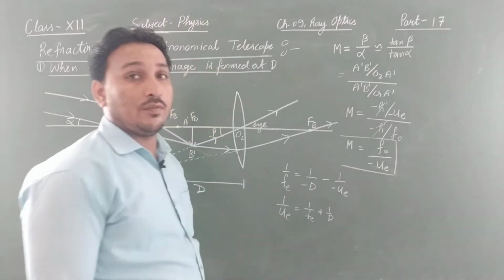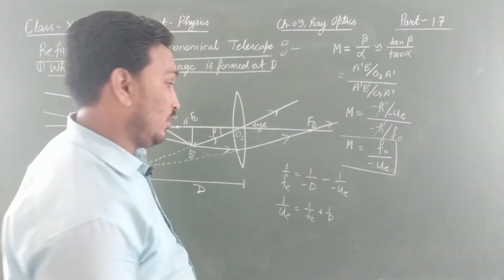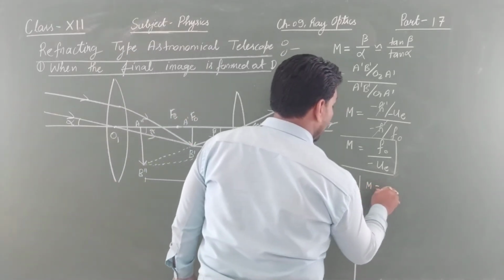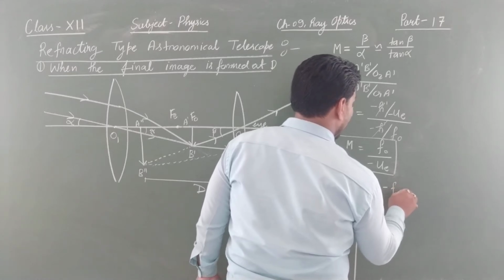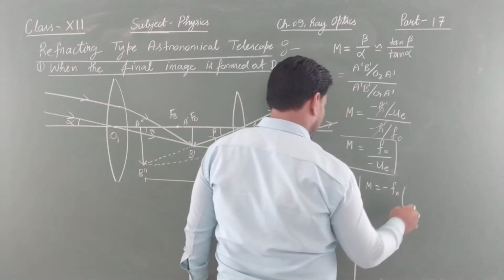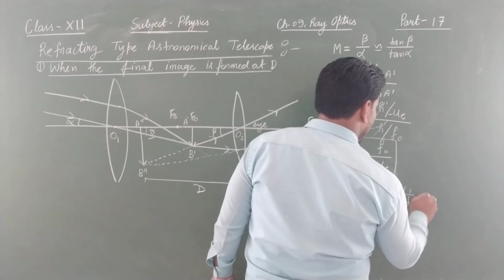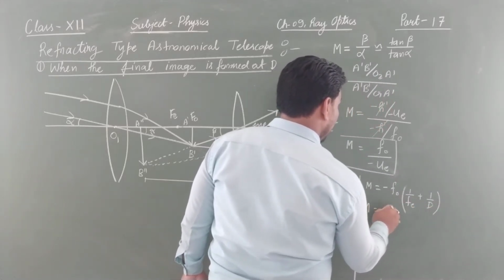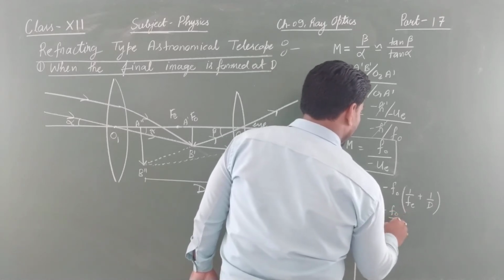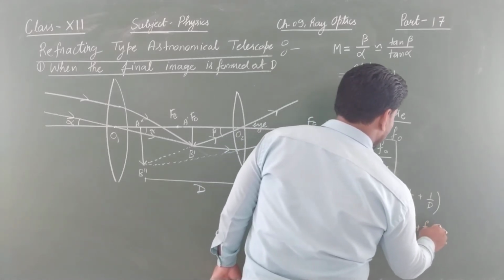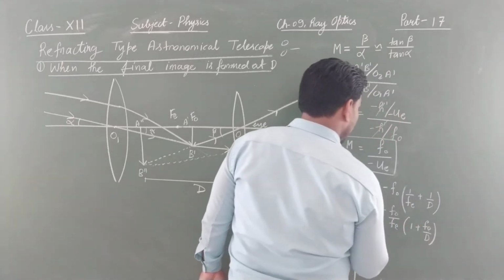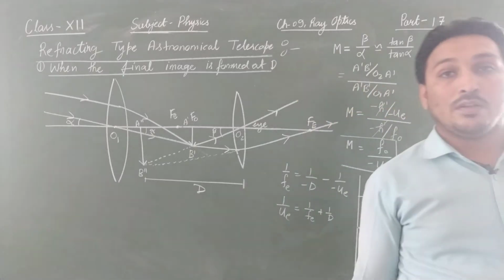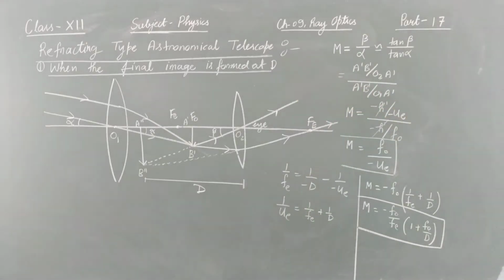The same process we have done in the compound microscope and simple microscope also. So let us put it over here. We'll have M is equal to minus fO, because of this negative sign, times in bracket 1 upon fE plus 1 upon D. Now if fE is taken common, we'll have minus fO upon fE in bracket 1 plus fE upon D. So this is the magnifying power of the astronomical refracting type telescope when the final image is formed at capital D.